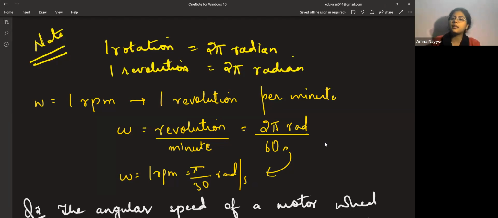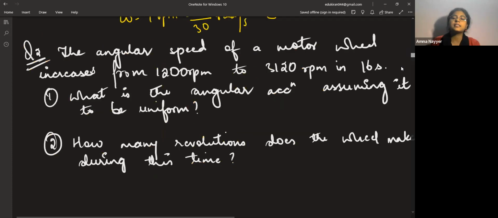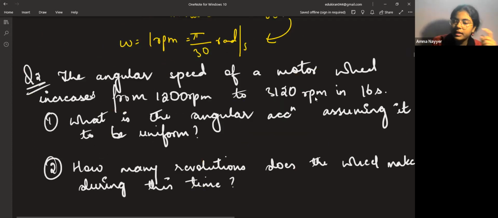Why did I discuss it right now? Because the next question that we'll discuss has rotations per minute in it. You will not be able to identify whether it is rotation per minute or revolution per minute. So how will you figure it out? No need to figure it out. Whether it's rotation or revolution, both ultimately give you 360 degree. For conversion purposes, you just have to remember to multiply by pi by 30 to convert into radian per second, and divide by pi by 30 to convert into rotation per minute if required.